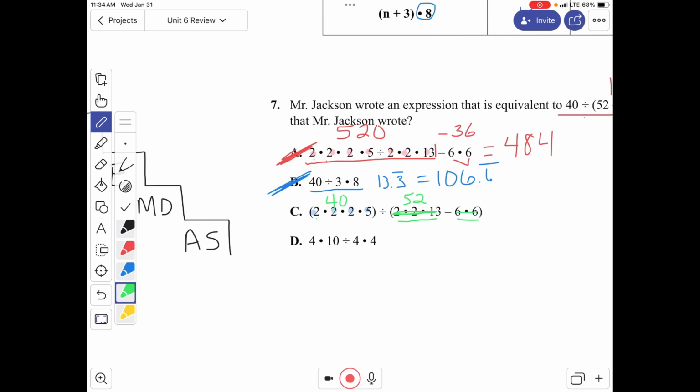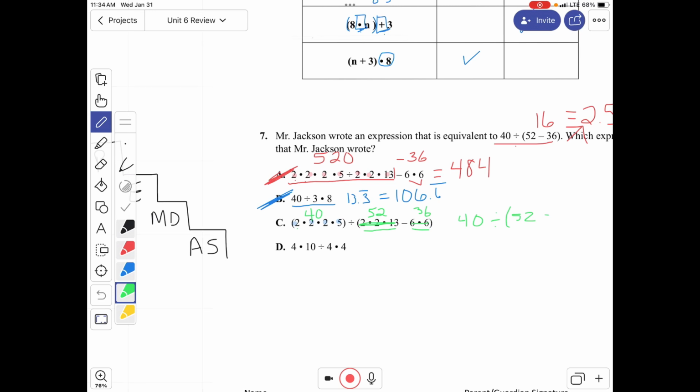And then 6 times 6 is 36. So wait a minute. This is 40 divided by 52 minus 36. That's the exact same problem. I don't even have to finish working it out. That is exactly the same problem.